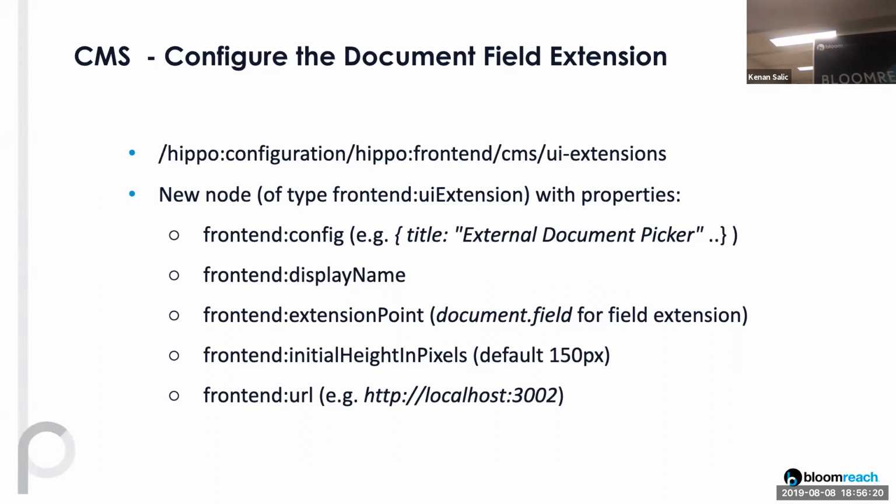Then there are also some other properties in there, like the extension point, if it's a document field or a page tool. You can also have an initial height, so what would be the height of the extension point, and the URL. So where should it retrieve the front-end application from, or what should it embed in the iframe? In this case, for example, it's a localhost 3002. But what I've also done is that I created a distribution or a build from my front-end project, and I put it on Amazon, and you can actually just point it towards that single point of UI.